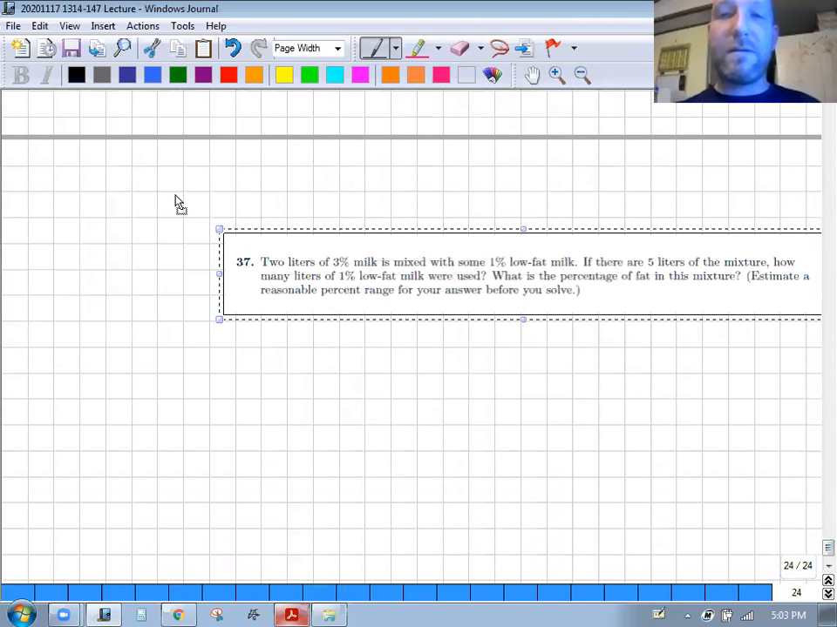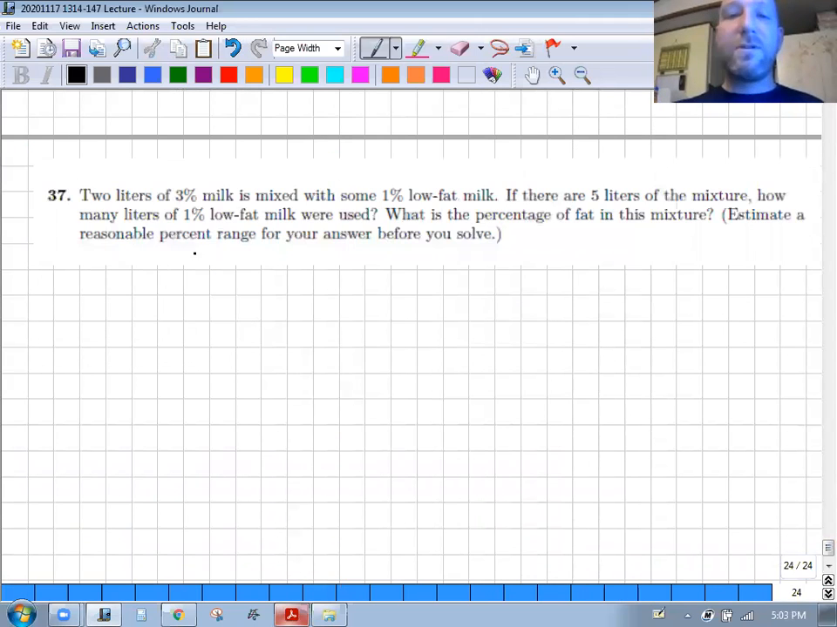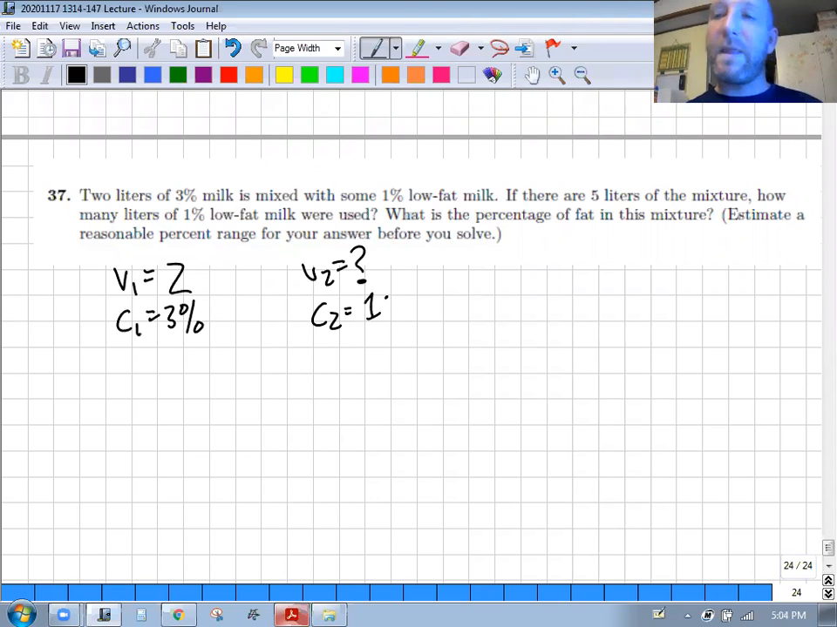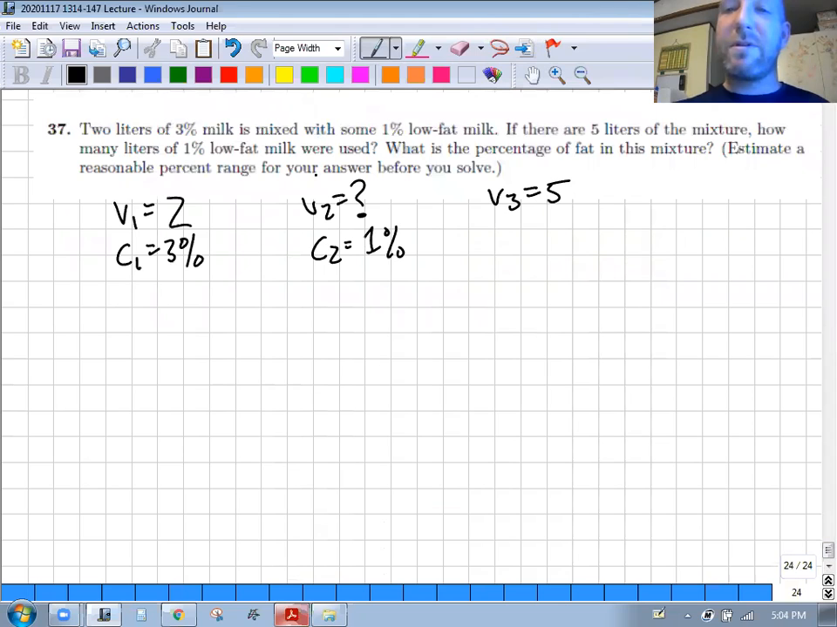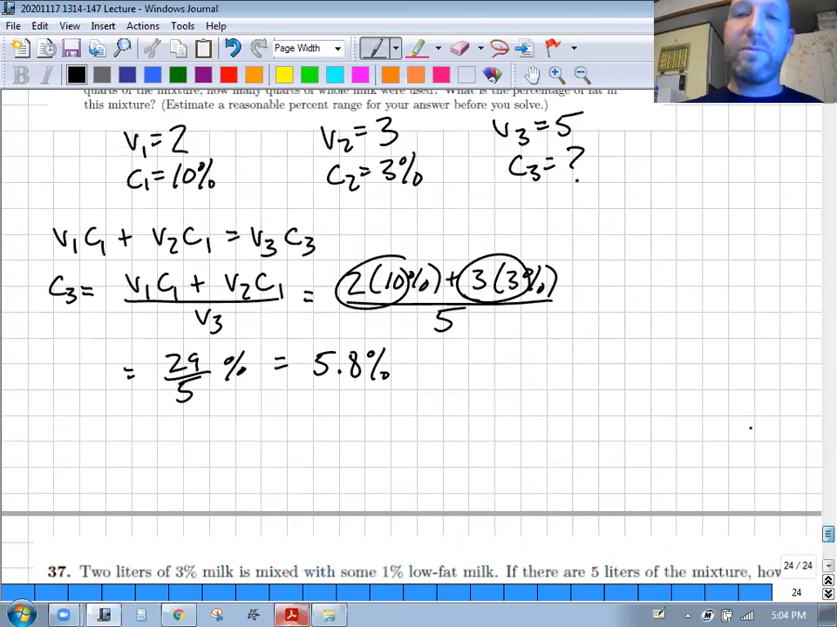Let's look at the last one here. 2 liters of milk at 3% is mixed with some 1%. If there are 5 liters in the mixture, how many liters of 1%? Is this the one we just did? No. Oh, the same numbers though. If you had 2 and you end up with 5, this one has to be 3, right? What is the concentration? I don't remember all of these problems being exactly the same.